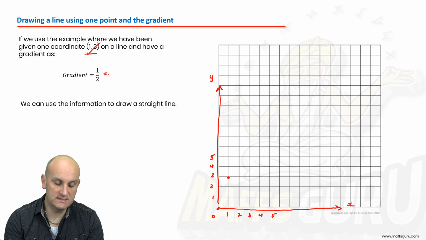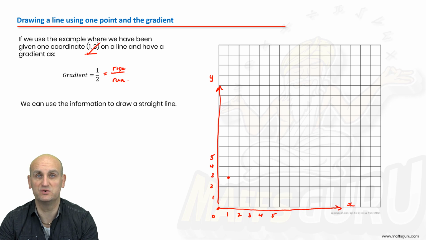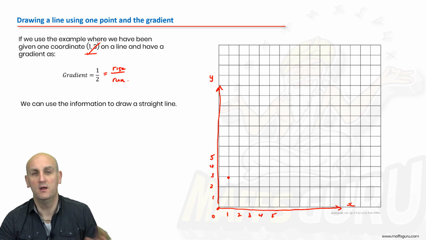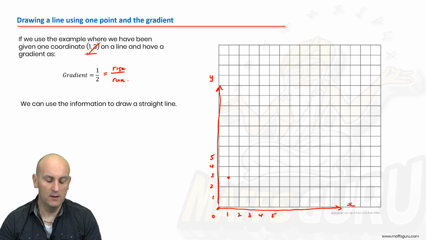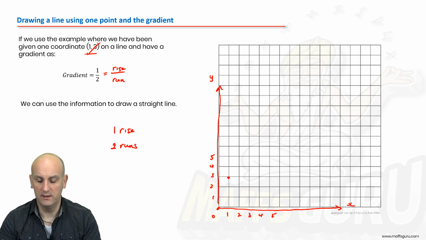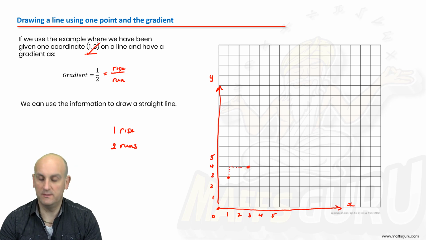Well, if we remember, a gradient stands for nothing more than a value of rise over run. Now in this situation, it makes much more sense to think of it as rise over run rather than y2 minus y1 over x2 minus x1. Why? Because what this now tells me is for every one rise, I'm going to go 2 runs and then draw a point. So starting here, I'm going to go up 1 and I'm going to go across 2, and there, ladies and gentlemen, is my new point.